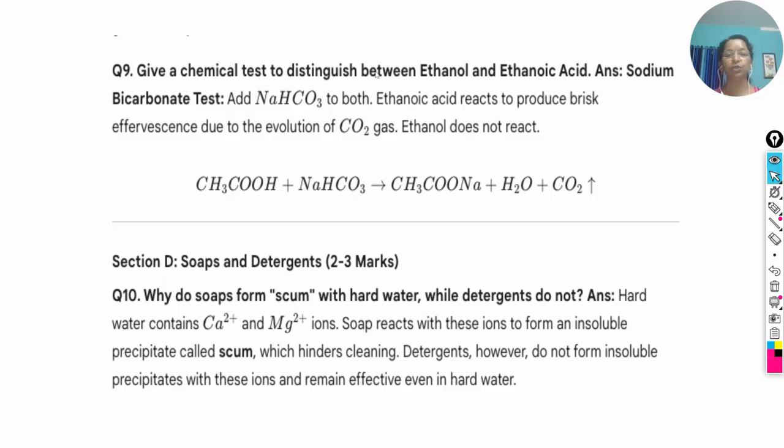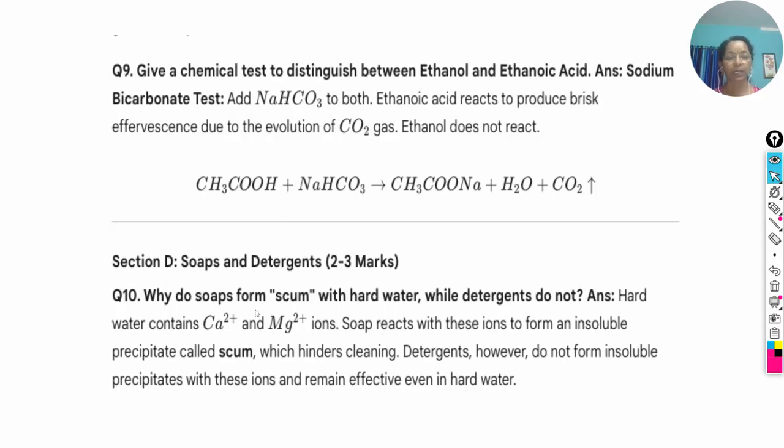Give a chemical test to distinguish between ethanol and ethanoic acid. It's an indirect question. The answer is the sodium bicarbonate test. Add NaHCO3, sodium bicarbonate, to both. Only the acid, ethanoic acid, reacts to produce brisk effervescence. In the other case, ethanol does not react. So that way you can distinguish between ethanol and ethanoic acid. Ethanol will not react with the NaHCO3, whereas ethanoic acid gives brisk effervescence.